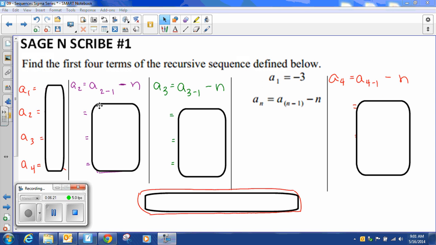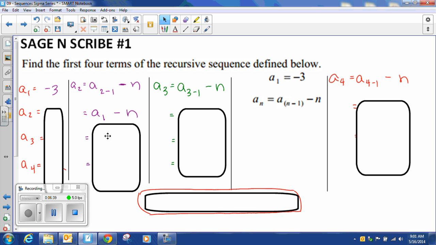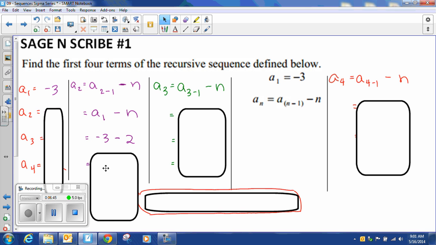Sage and scribe number 1. Find the first 4 terms of the recursive sequence defined below. First term is negative 3. And here's how you find the next terms. Okay, your recursive formula. Plug in a 2 here and a 2 here to find a sub 2. It's really just a sub 1 minus n. N needs to be replaced by 2. And a sub 1 is negative 3. So it's negative 3 minus 2, which is negative 5.